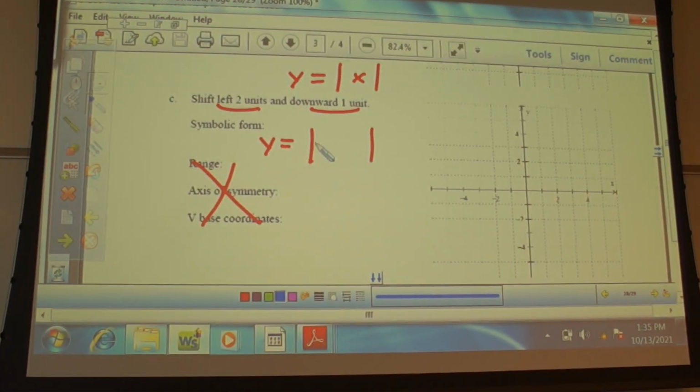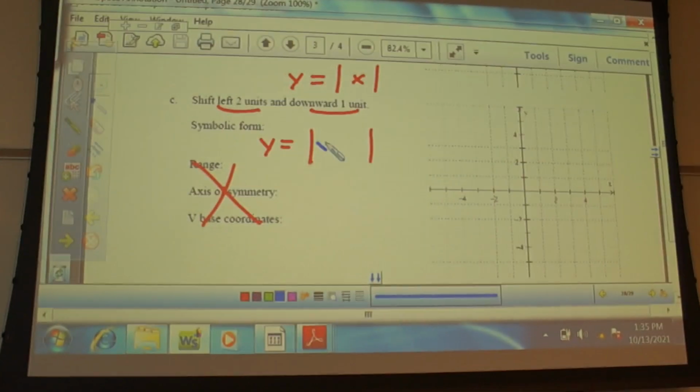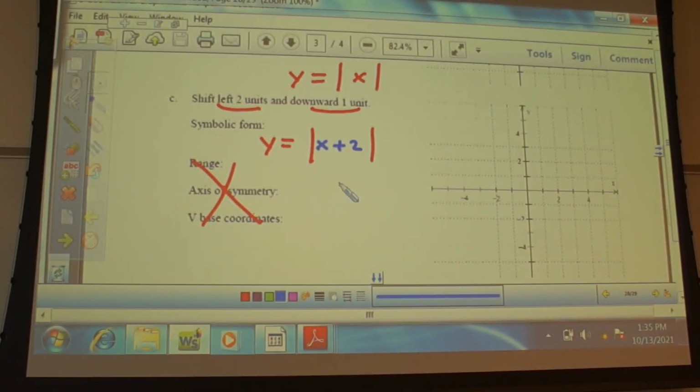Callie, what'd you get? Y equals x plus 2. It's up there. So the left 2 is plus 2. Perfect. Down 1, is that on the inside or the outside, folks? Outside. So down 1 means on the outside you're going to do minus 1. Done. That's it. It's absolute values. You can't mess with it anymore.